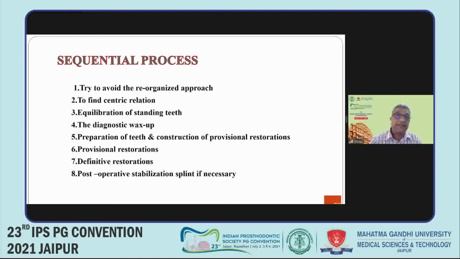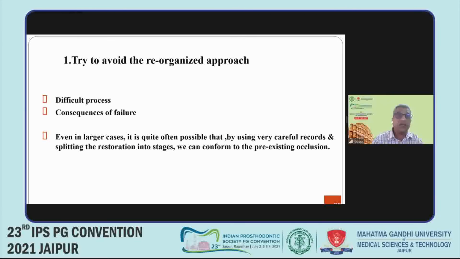I have put it as a sequential process for simple understanding. The first step is to try to avoid reorganizing. I do not say that you should never reorganize, but unless you have a complete knowledge of the basics, you should not. Once you do, of course, you can always go for reorganization. But please don't misunderstand: try to avoid the reorganized approach, because it is a very difficult process, and the consequences of failure are greater if you don't understand it and do not apply it properly.